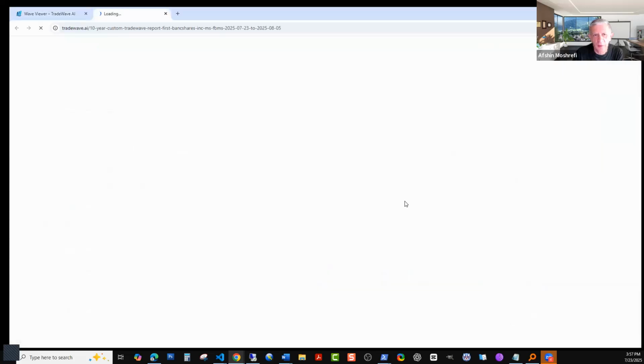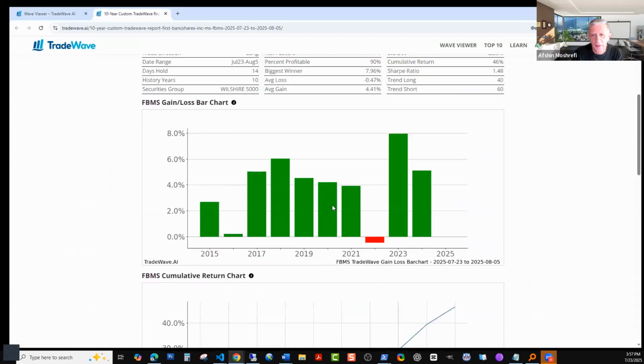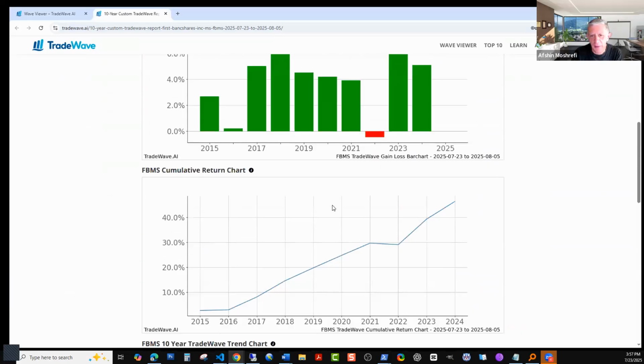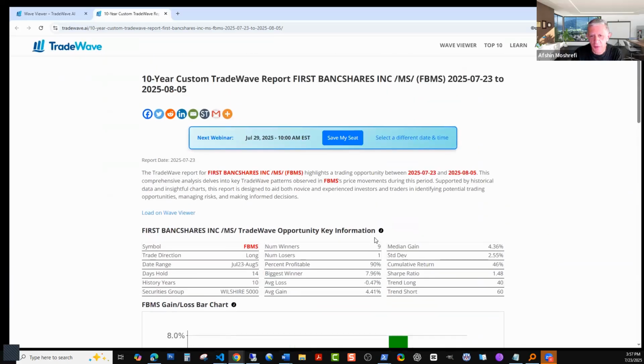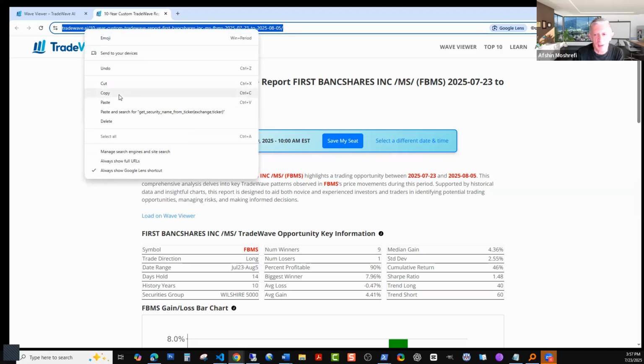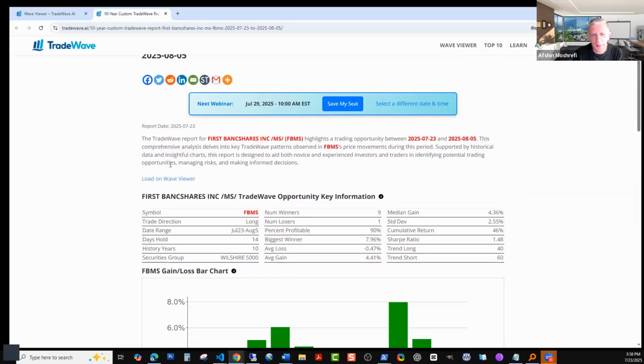Another thing it does, it creates a report about that particular pattern with all those charts. And this is a static report right here. You can literally copy this and paste it into an email or a social network or something, and people will have access to it. And if you send this to someone else and they come in here, do you see where it says load on Wave Viewer?